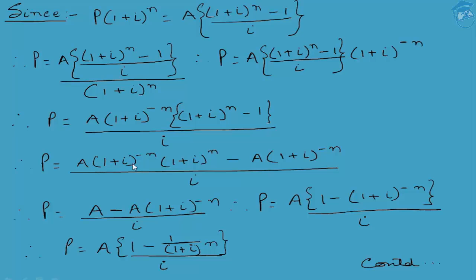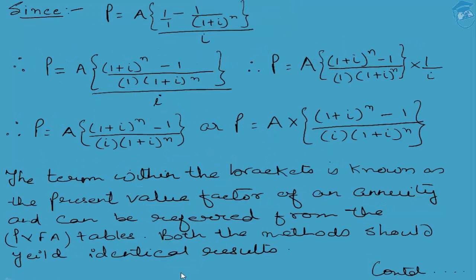Once again, students, since the base is the same, we are adding the power. Upon adding the power, it works out as A into 1 plus I raised to the power 0. So any base raised to the power 0 is 1. Therefore, A into 1 is A. So A minus A into 1 plus I to the power of minus n upon I. Therefore, P is equal to A taken common, 1 minus 1 plus I to the power minus n whole upon I. So now, once again, students, P is equal to A. As I said, instead of writing 1 plus I raised to the power minus n, we can write it as 1 minus 1 upon 1 plus I to the power of n, upon I.